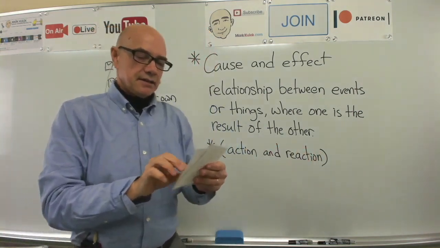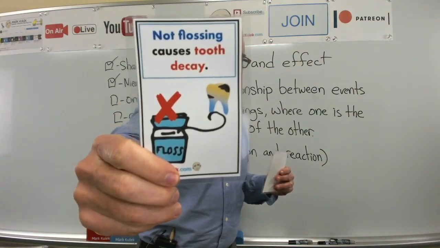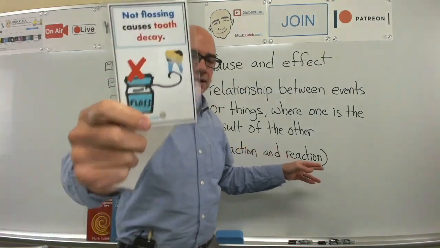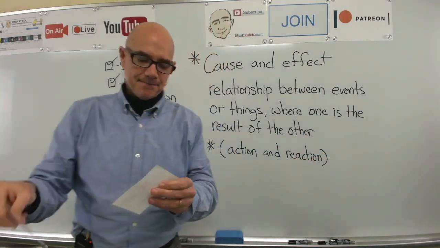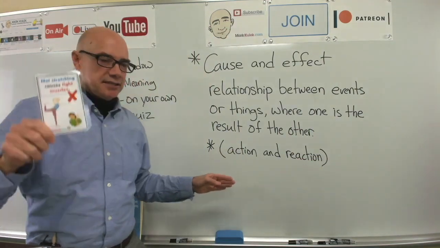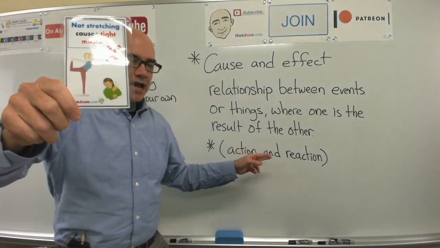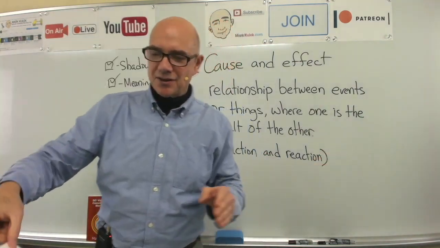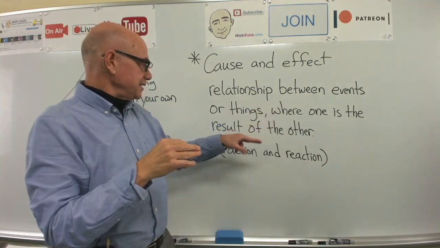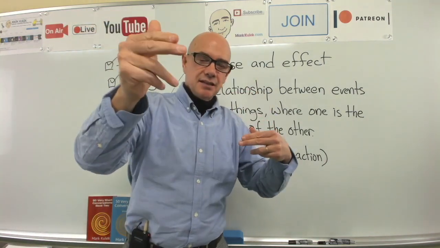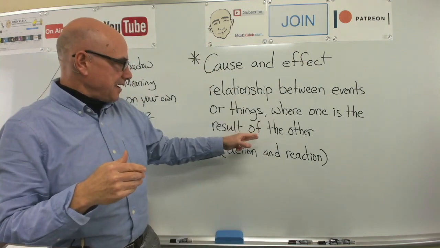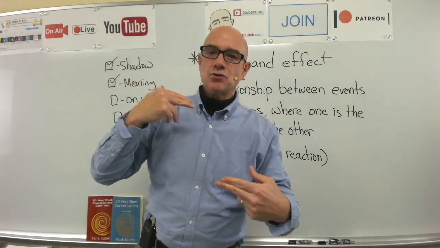Not flossing causes tooth decay. So the action is not flossing, and the reaction is tooth decay. Not stretching causes tight muscles. The action is not stretching, and the reaction is tight muscles. Okay, so cause and effect. Relationship between events or things where one is the result of the other. So hot weather is the event, and the result is a sore throat.